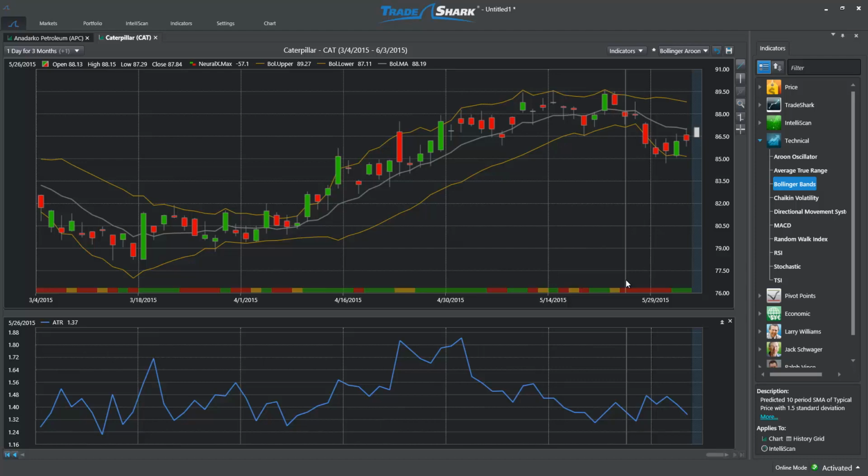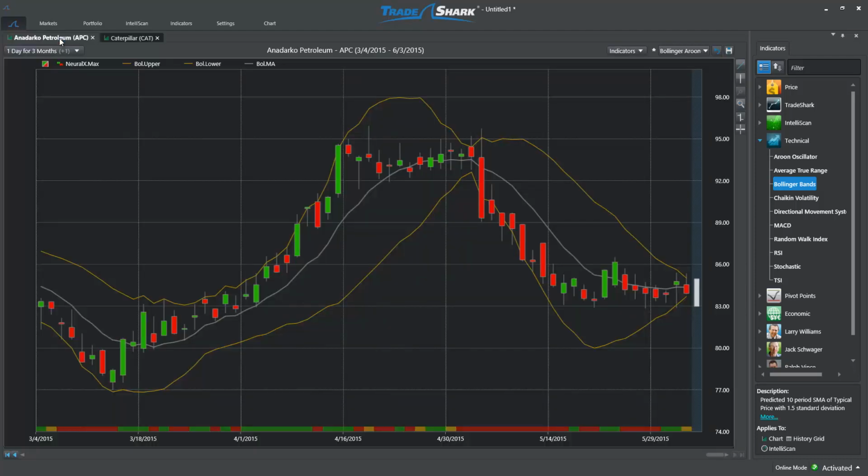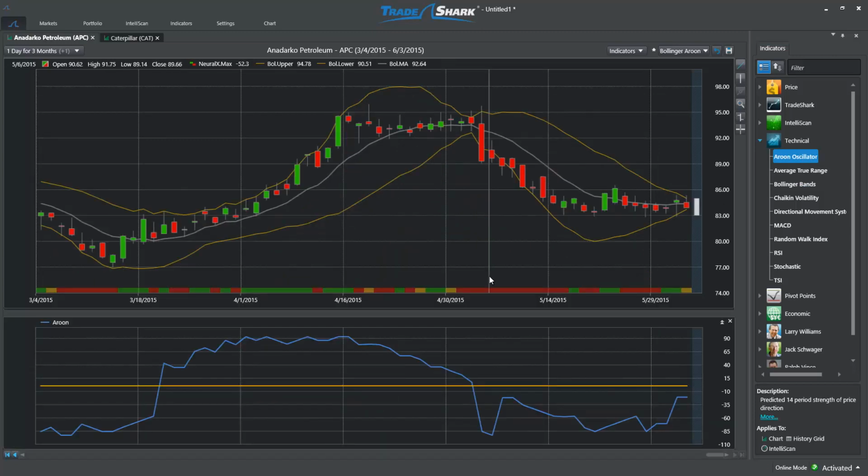Finally, the Aroon Oscillator is an excellent tool to confirm market direction and trend strength. If I go back to this previous chart example, I can quickly add the Aroon Oscillator with a simple drag and drop from the indicator tray. This indicator is extremely simple and effective.